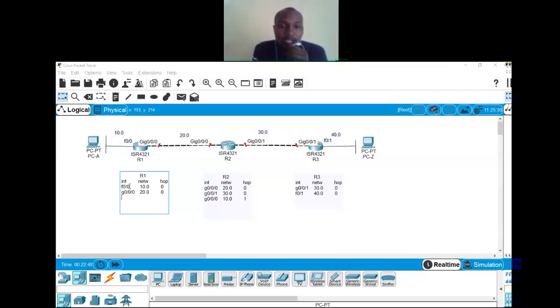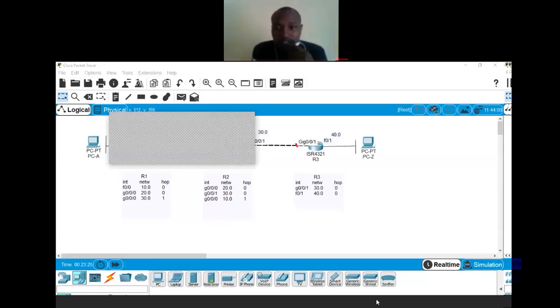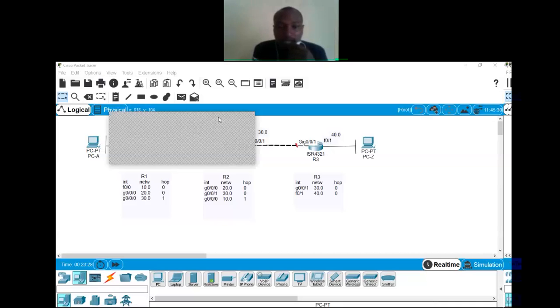What will R1 do? You have network 20.0, I have 20.0. I won't touch that because mine is the best route. You have 30.0. Again, it will say under gig 0/0, because that's the interface, we have learned about the 30.0 network. But it's not directly connected. So that's the network we have learned about. So that's now the updated database between R1 and R2.